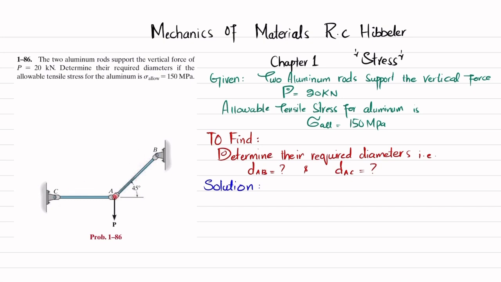So the first step is that we will take this point A and draw the free body diagram. So P is acting downward. This rod exerts a force in this direction on point A, as well as this rod exerts a force in this direction, which is FAC and this is FAB.